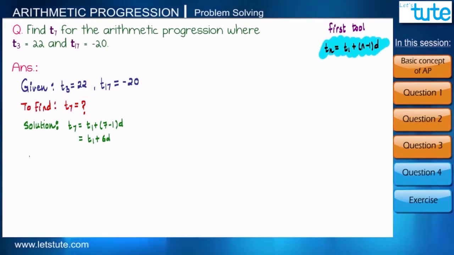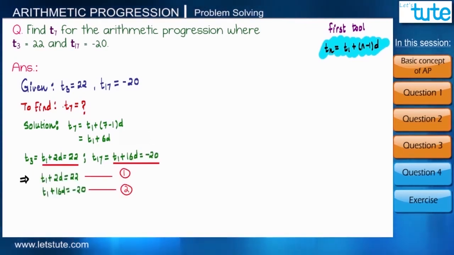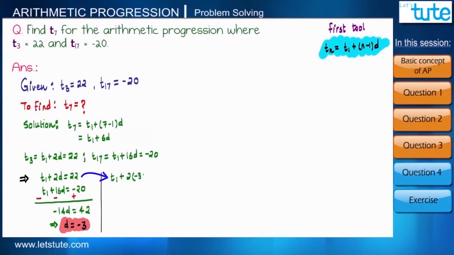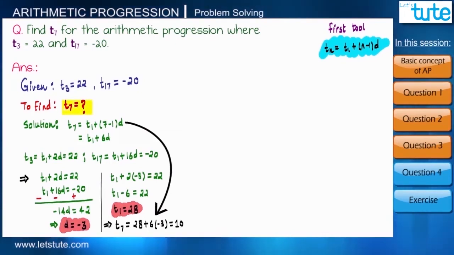So what will we do? We will write T3 and T17 in the form of T1 and D only. So we will get two equations in two variables, and we all know how to solve these simultaneous equations. After solving it, we will get the value of D equals minus 3. And if we put D in any of the equations, we will get the value of T1, which is equal to 28. That means we have got our two main pillars, T1 and D. Now by substituting the values of T1 and D, we will get T7 equals 10.